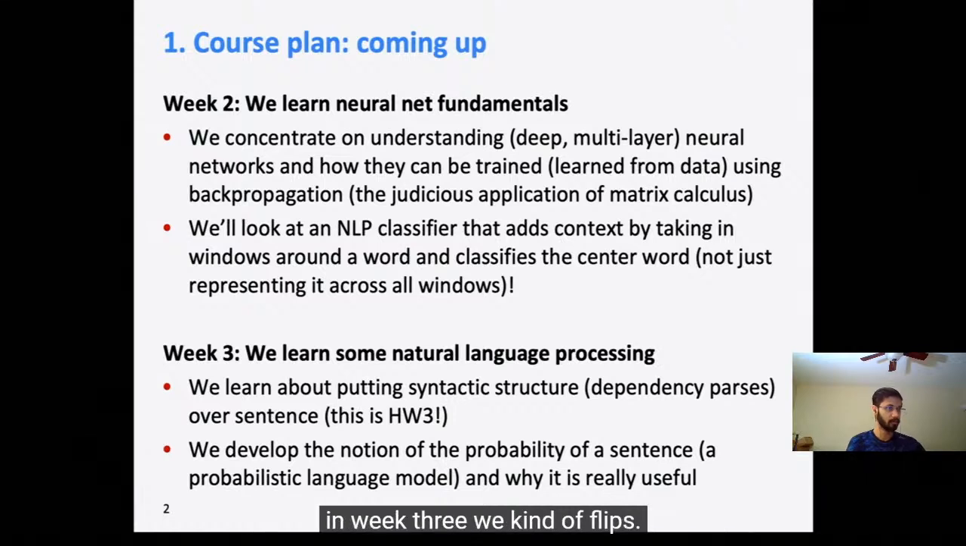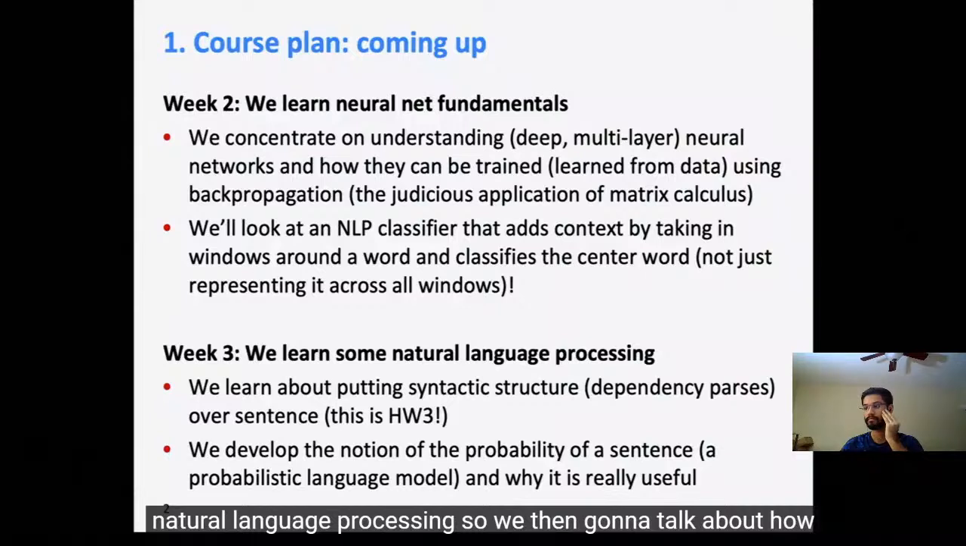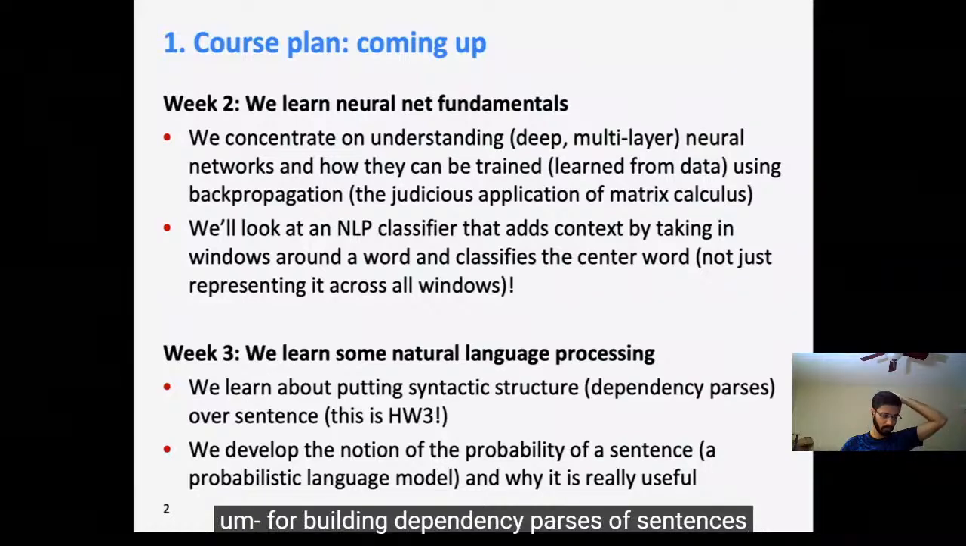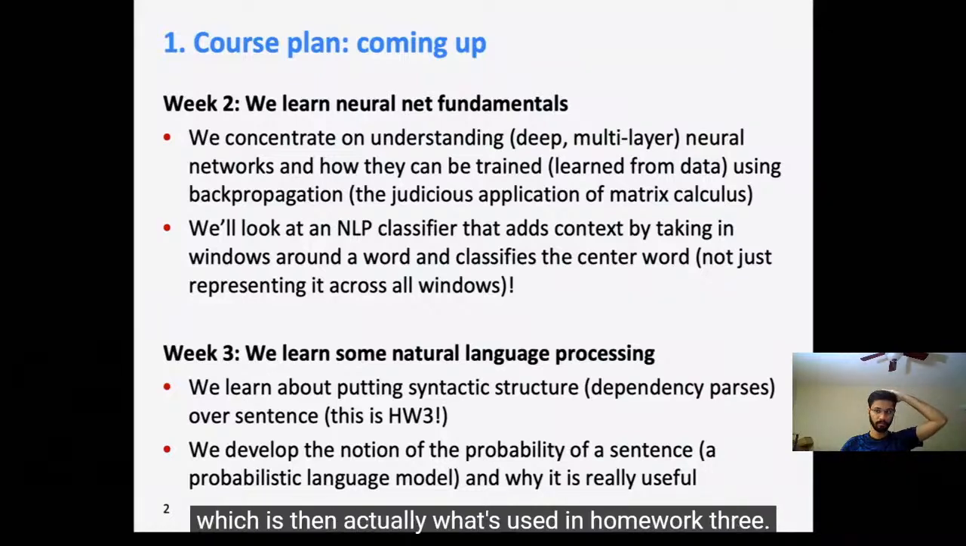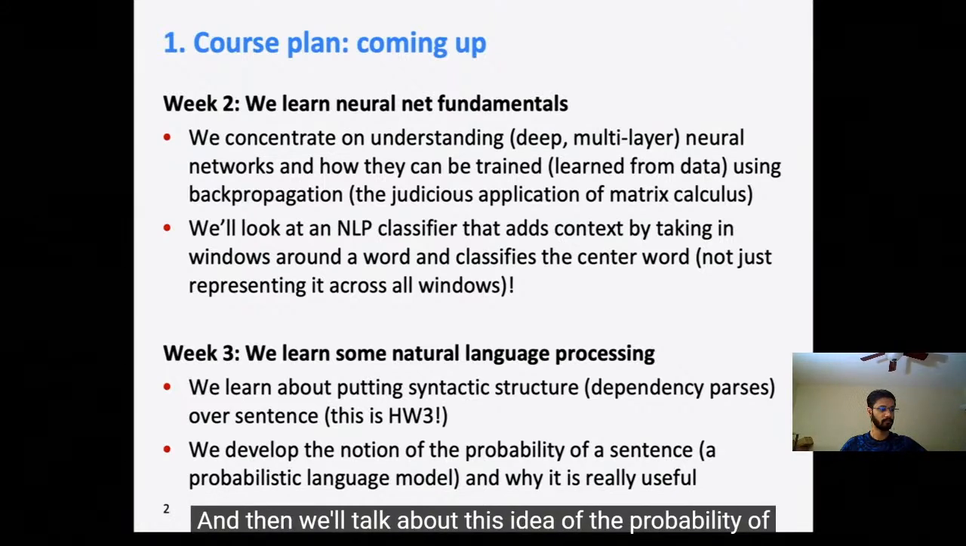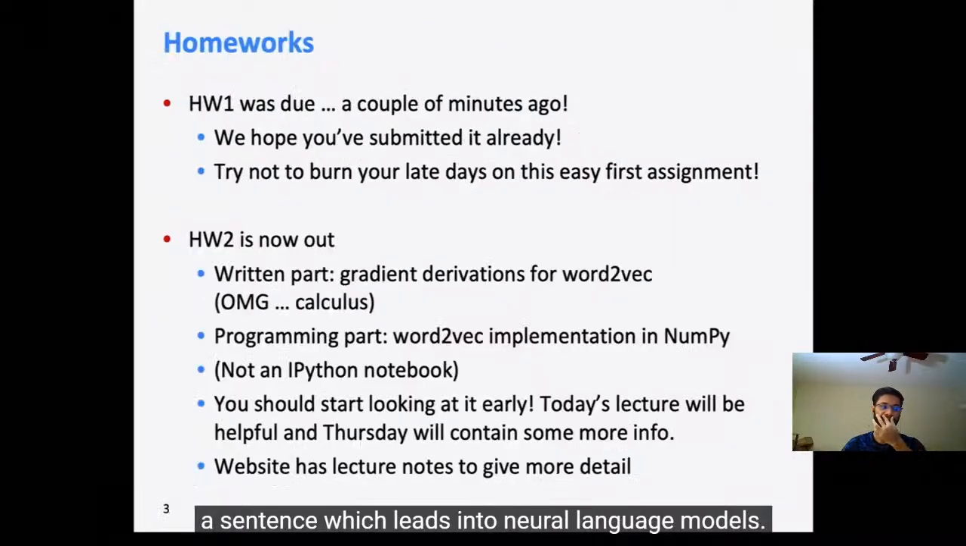And then in week 3, we kind of flip. Week 3 is going to be mainly about natural language processing. We're going to talk about how to put syntactic structures over sentences for building dependency parsers of sentences, which is actually what's used in homework 3. So we're chugging along rapidly. And then we'll talk about this idea of the probability of a sentence, which leads into neural language models.